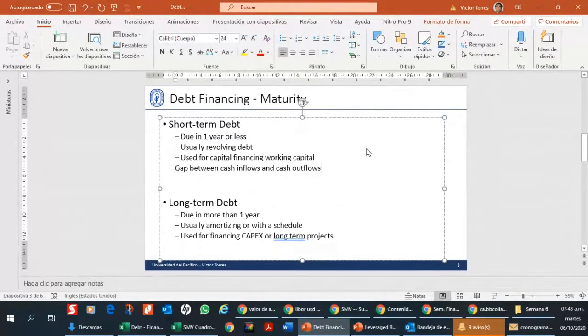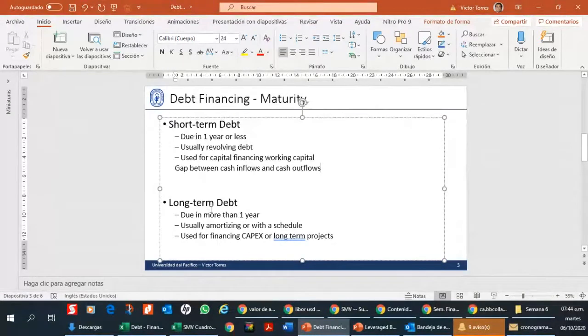If you have, for example, in your model, a negative cash flow, and it's a small negative cash flow, then you can cover that with a short-term debt amount as part of our structure. What's going to be happening with the long-term debt is that we're going to be using it for capex or long-term projects. And we're going to try to do this as a matter of caution, a conservative approach, when modeling a company's financial statements.